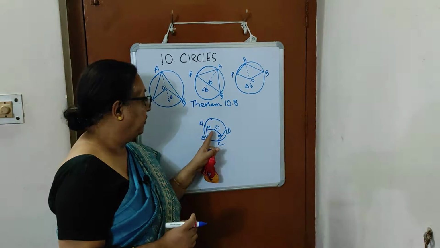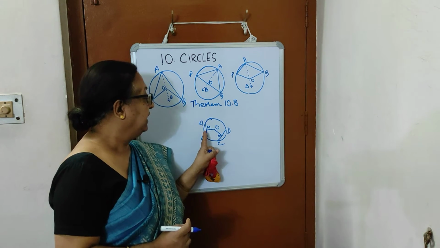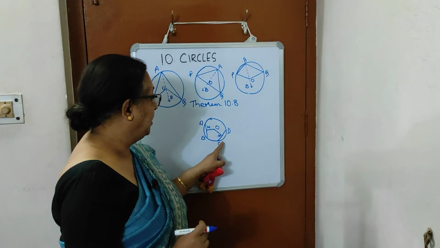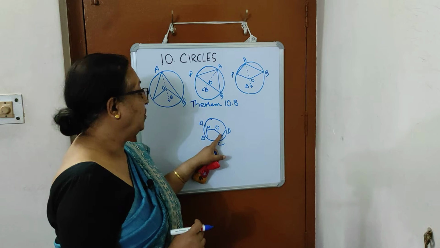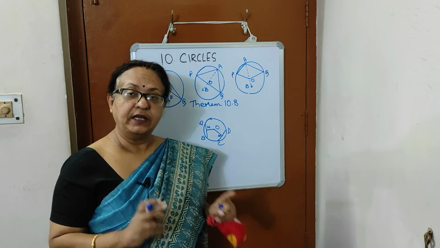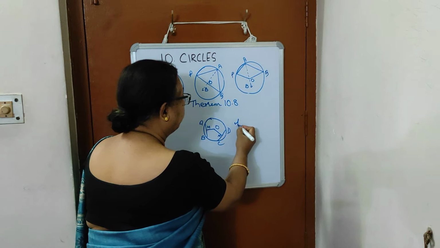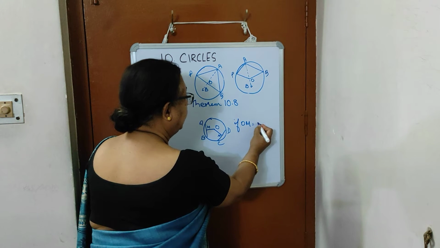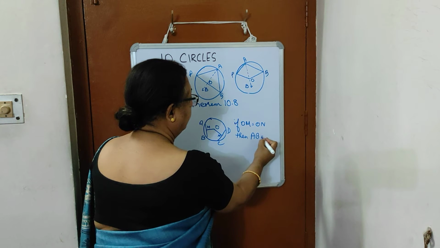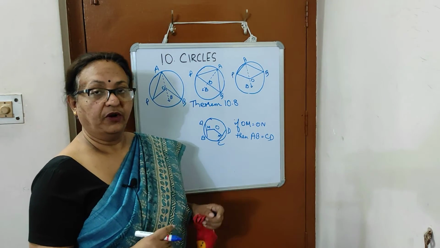That is, if two chords are equal in a circle, then they are equidistant from the center. That is, if AB is equal to CD, then OM equals ON. Again, the converse: if chords are equidistant from the center, then they are equal. That is, if OM is equal to ON, then AB will be equal to CD. Okay children, another important property of chords.